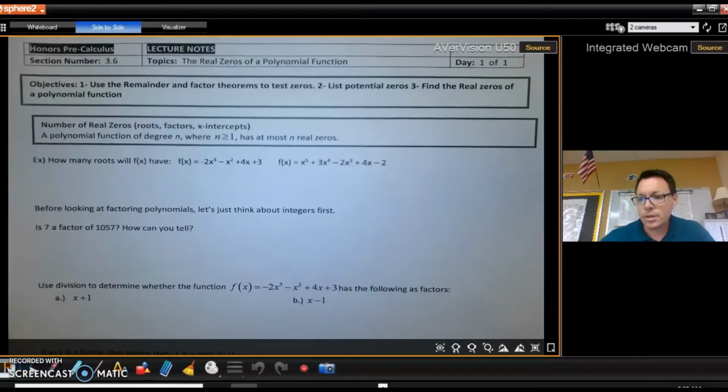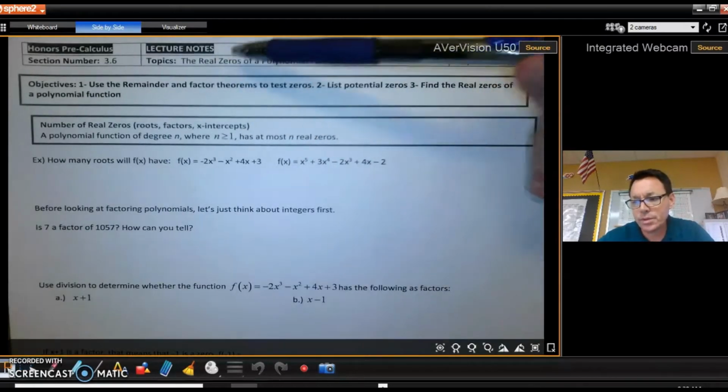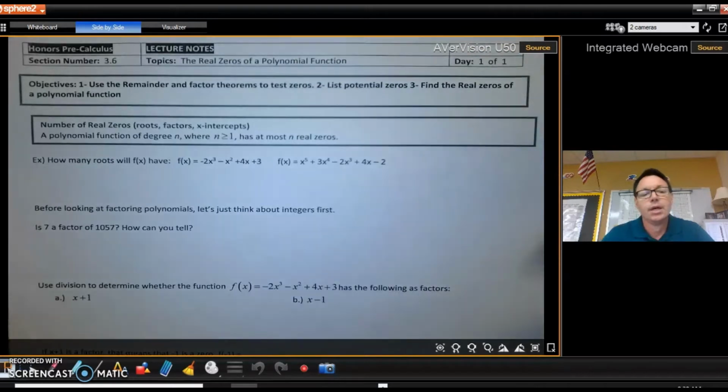Hey guys, today we're going to talk about section 3.6, which is finding the real zeros of a polynomial function. Last class we talked a little bit about polynomial functions and the fact that the x-intercepts come from the factors of the polynomial. But everything that was given to us last class was already in factored form. So today we're going to figure out how do you factor a polynomial.